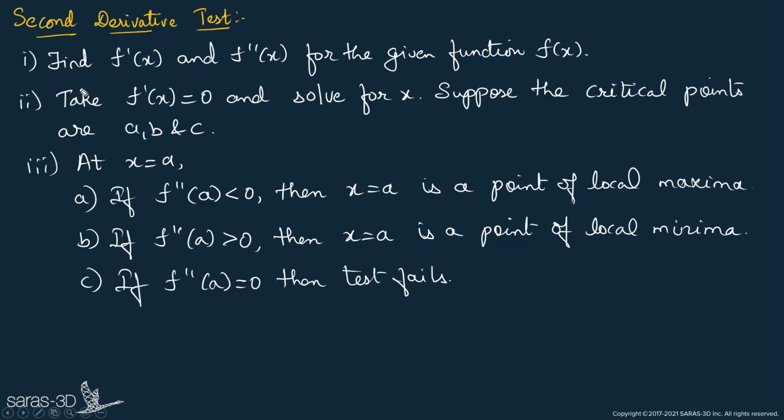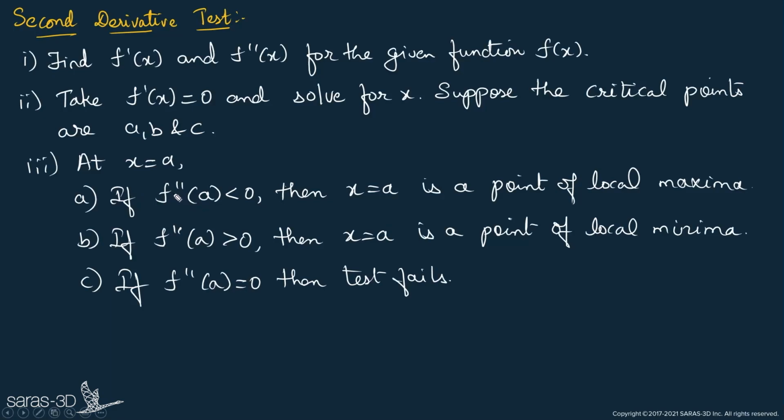First of all, find f prime of x and f double prime of x for the given function f of x. Then the second step, we have to take f prime of x equal to 0 and solve for x. Suppose the critical points are a, b and c, which will be the values of x when we solve this. Let us take x is equal to a. So this is what we are supposed to do. We have to find the value of f double prime of a.